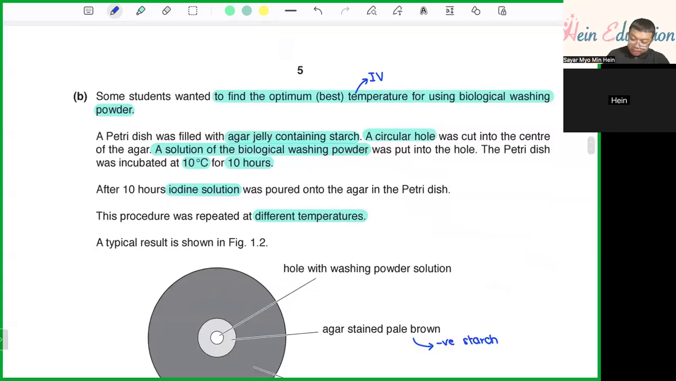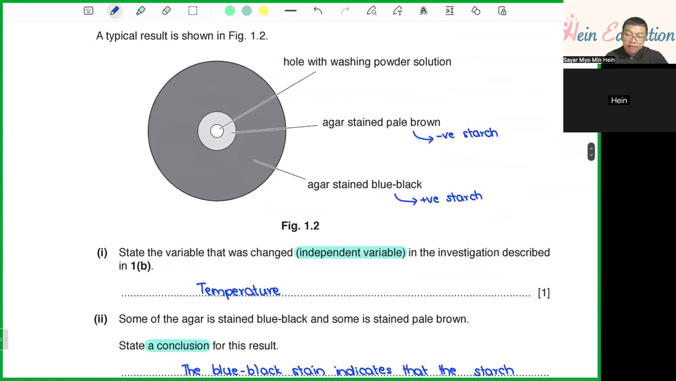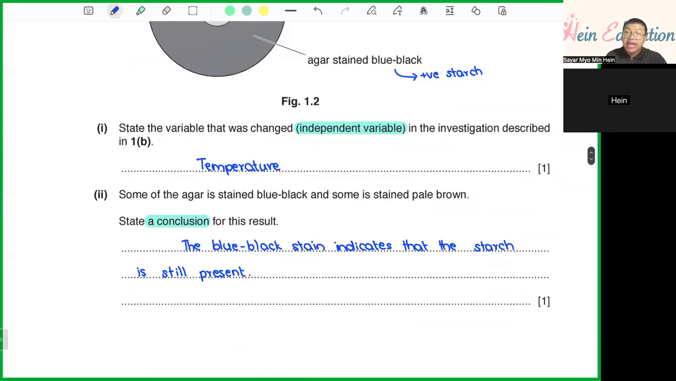So the result is already given here in figure 1.2. Agar stained pale brown means a negative starch result. And agar stained blue-black means a positive result for the starch test. And the question asks you to state the independent variable. So in this case, it is temperature. And then after looking at the result provided, you have to state a conclusion for this result.